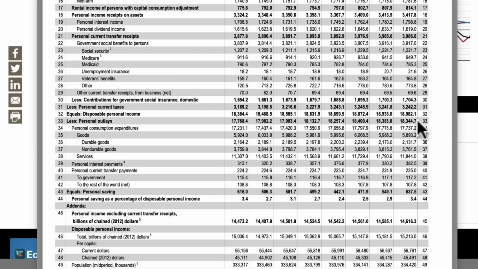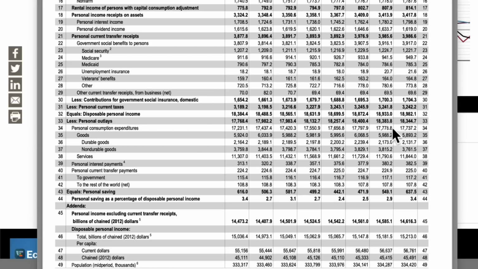Go down to our savings down here, which is 637.5, and take that as a percentage of disposable personal income. It's 3.36%, which is good because it was, I think, 2.4% the last time we looked. It was rather low. It's 3.36%.